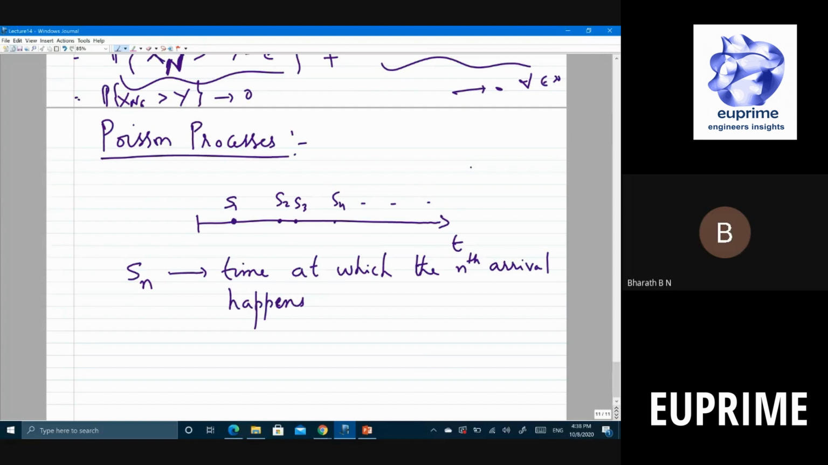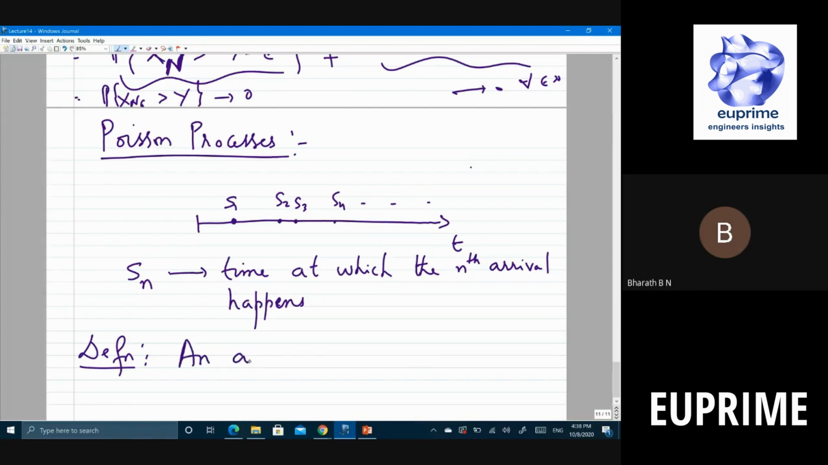These Sn are called the arrival process. These are random times, yes. So let's formally define this. I want to abstract this out. I don't want to say arrival and all that, and I don't want to attach this to some examples. I want to generalize this.